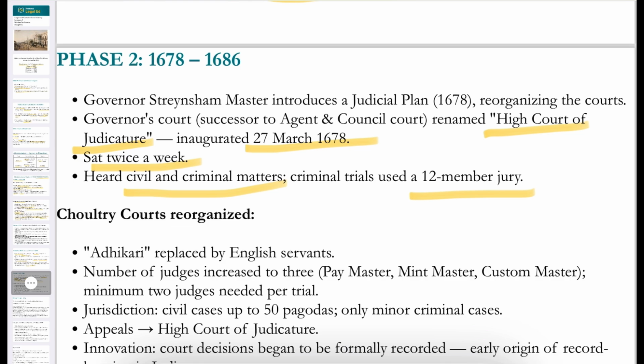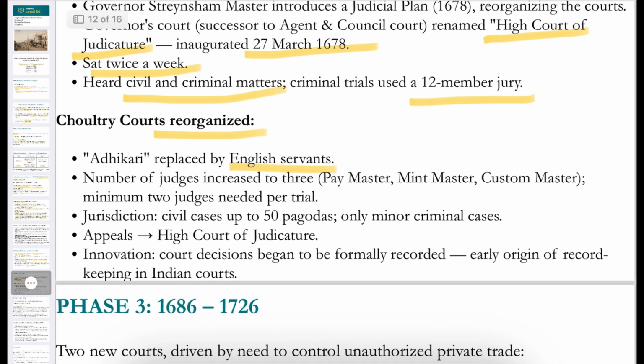The Choultry courts continued but were also reorganized. The office of adhikari was replaced by English servants as judges. The number of judges was increased to 3, including a paymaster, a mint master, and a custom master. At least 2 judges were required for a valid trial. Jurisdiction was limited up to 50 pagodas in civil matters and only minor criminal matters. Appeals from Choultry court went to the High Court of Judicature.